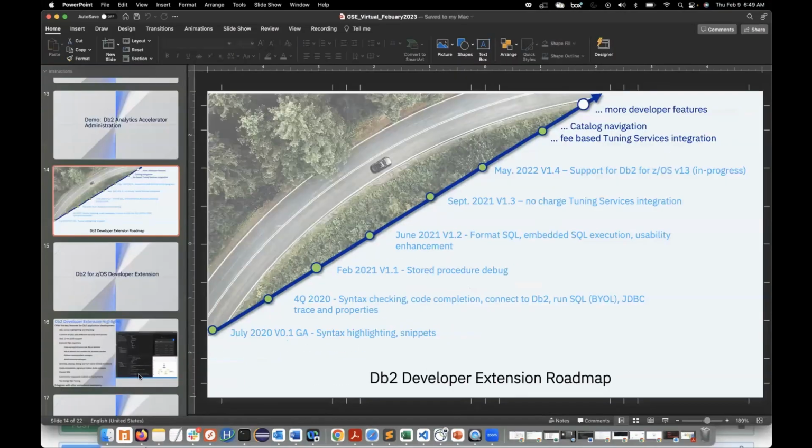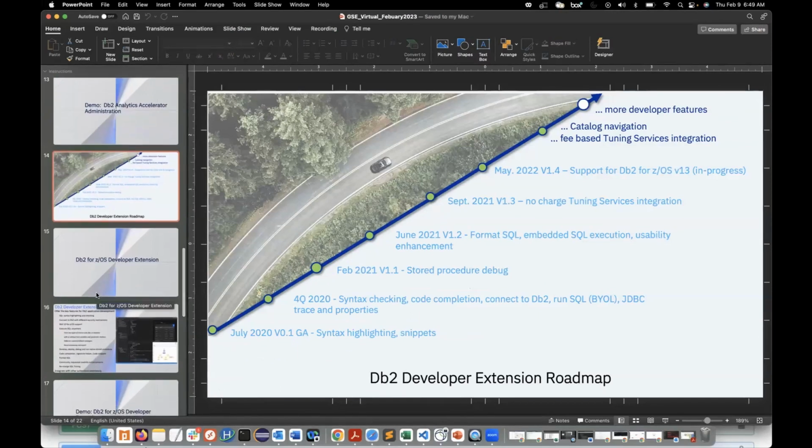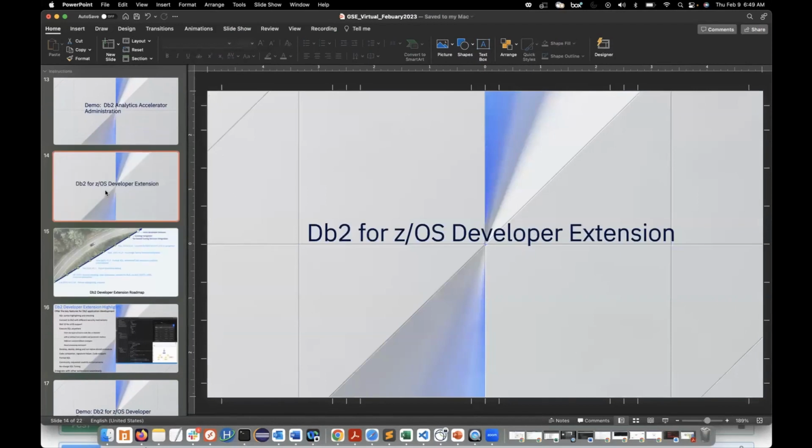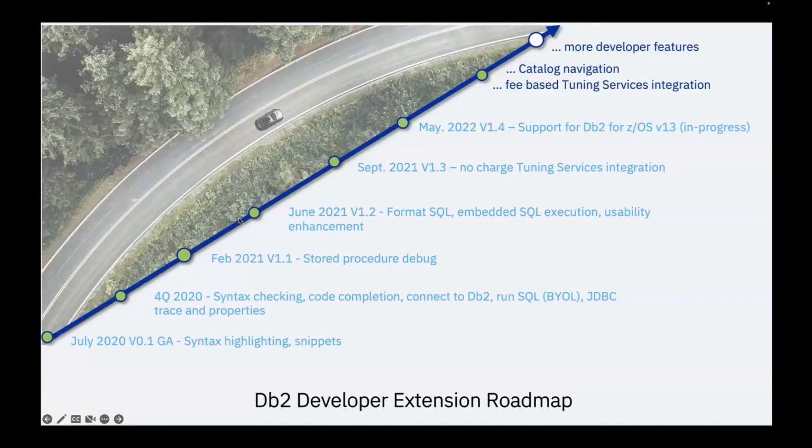Sorry, that was quick, but let me take you through the next one. I'm sorry, the slide should have been here. Okay, for developer extension. We started this out, the first version of dev extension, version 0.1, went GA in July 2020. So it's been a while that we've been working on this.